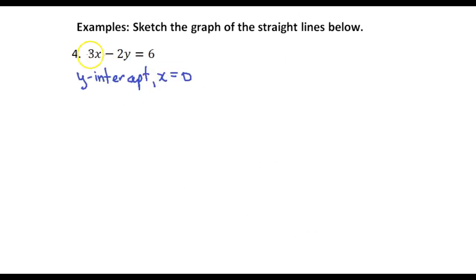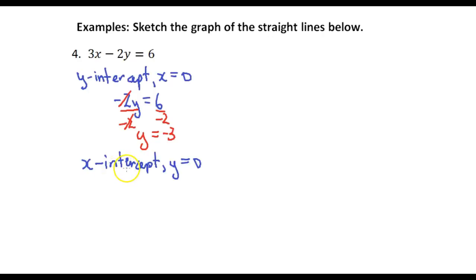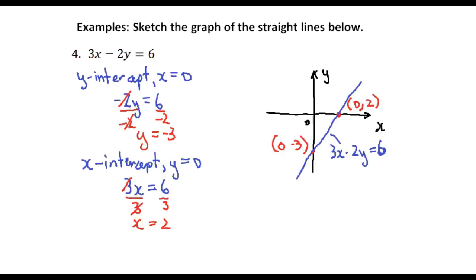For the y-intercept in the next example, set x equal to 0, so the 3x here will disappear. And we're going to divide by negative 2 to get y by itself. The negative 2's cancel and leave y equals negative 3 is the y-intercept. For the x-intercept, set y equal to 0 so that this term disappears. Divide both sides by 3 to get x by itself. The 3's cancel, giving us an x-intercept of 2. Sketch a straight line and label it with its rule.